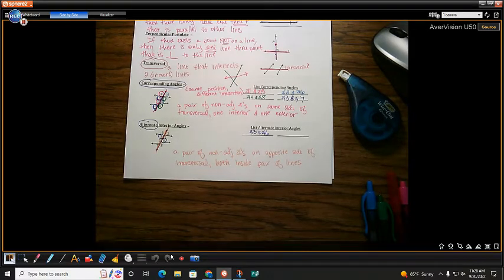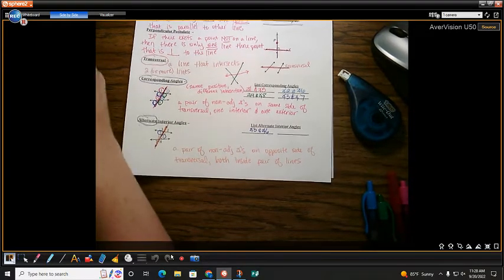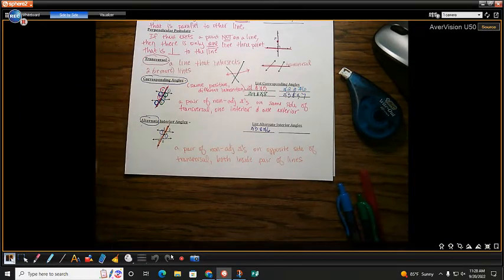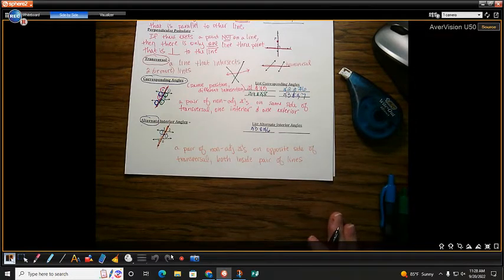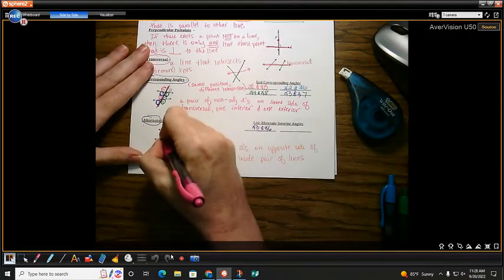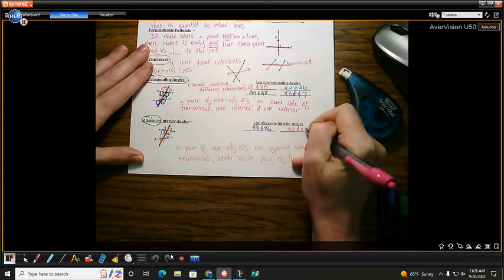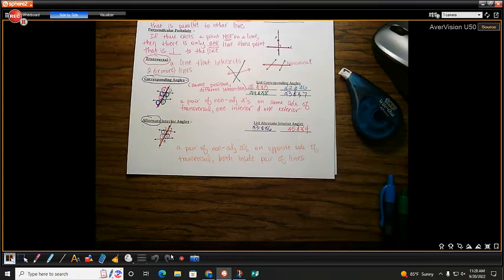What's the other set? Everybody got it. Oh, Elliot, were you going to raise your hand and answer that one for us? Yes, Elliot. Angle 5 and angle 4. Angle 5 and angle 4.